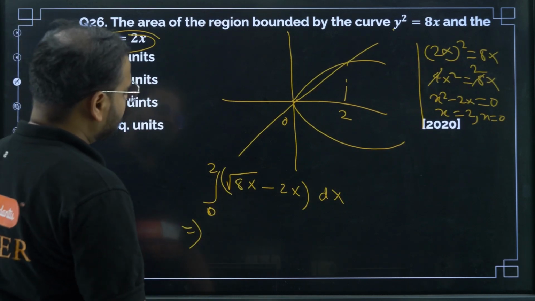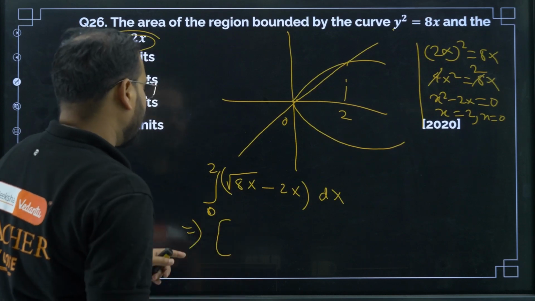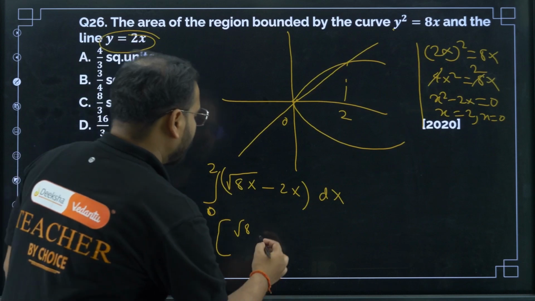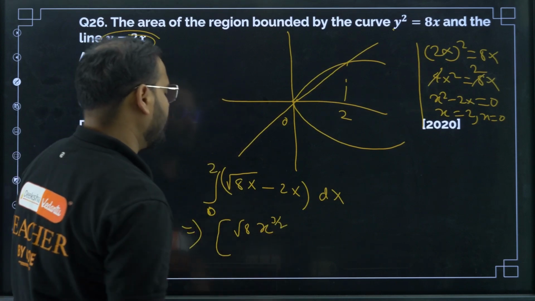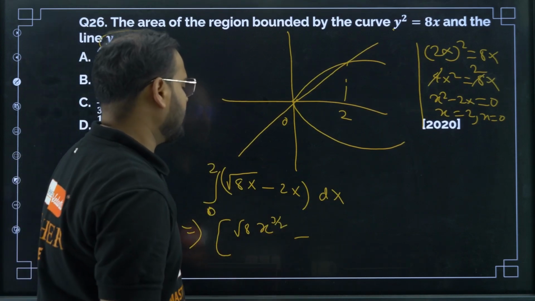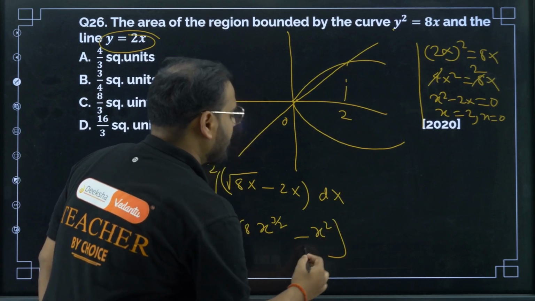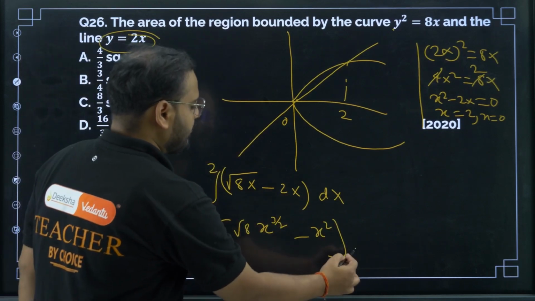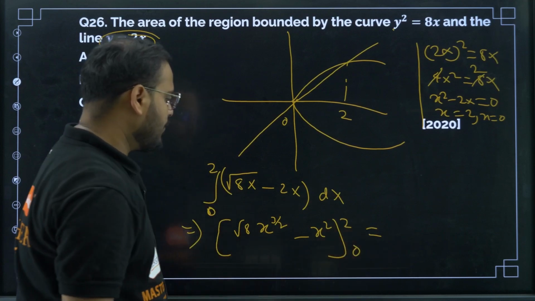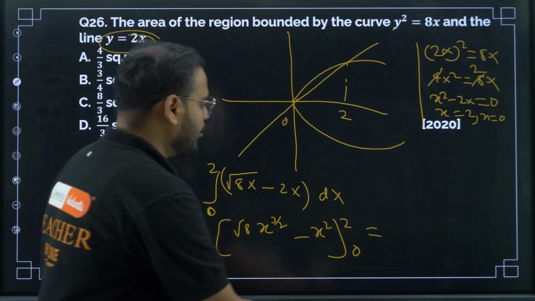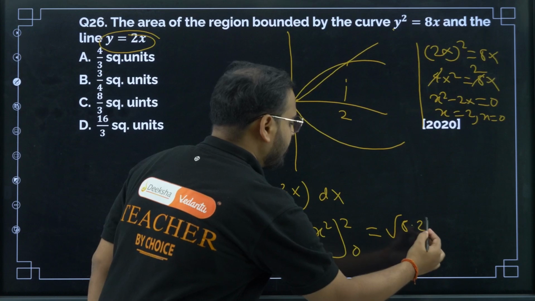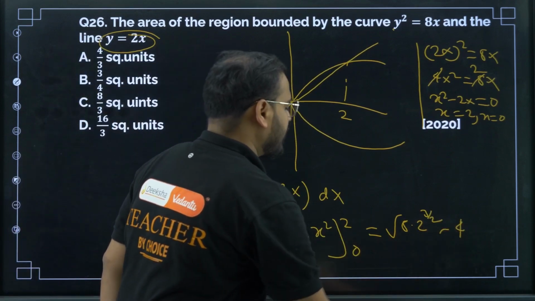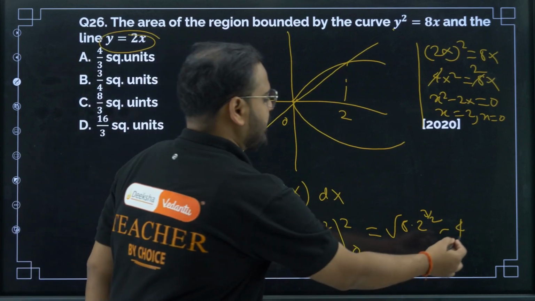So if I integrate this, what I'm going to get? Please check here. I have root 8 as constant outside, and root x will become x power 3 by 2. Minus, it will be simply x square. 2x is there, so x square by 2 will come. 2 and 2 will cancel each other. From 0 to 2. Put 2 as the limit first. You're going to get root 8 times 2 power 3 by 2, and for this you're going to get minus 4. For 0 you're going to get all as 0, so minus 0.